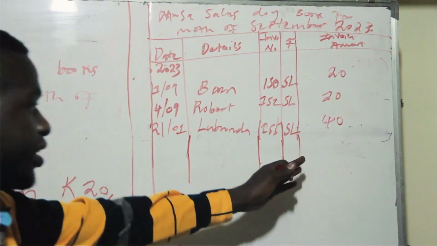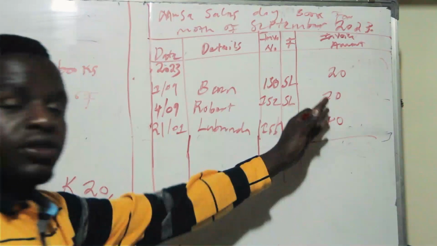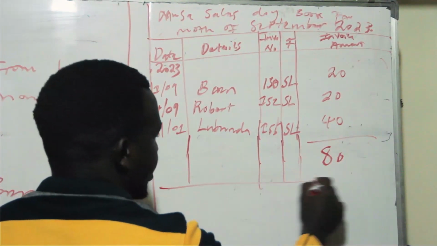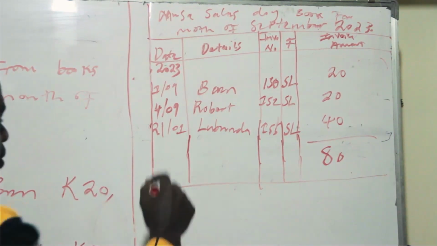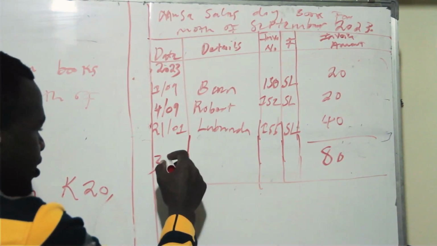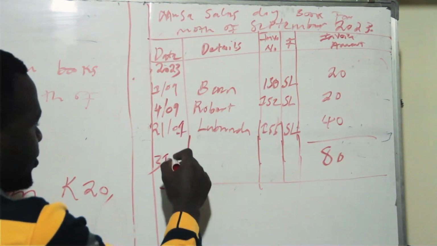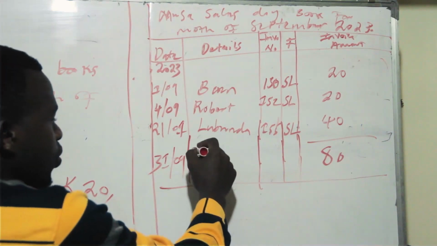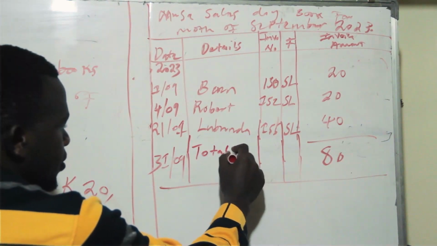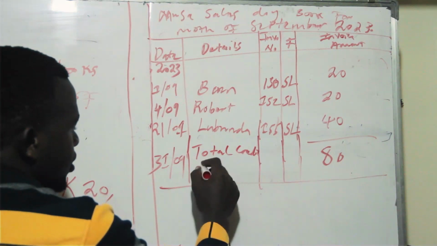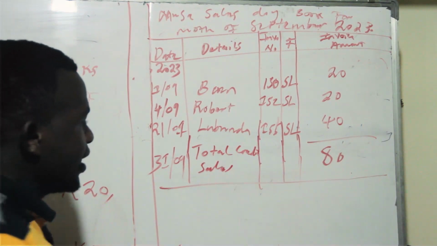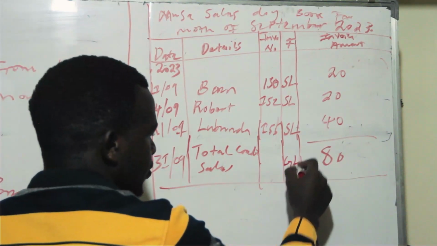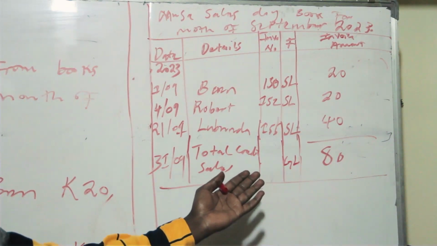There we are going to find the total. We'll say 20 plus 20 plus 40, that's 80. So our answer is going to be 80. The date there, we're going to show at the end of the month, which is the 30th of September. Then in the details we're going to say total credit sales, and this amount has to be shown in the general ledger, so we'll put GL to show general ledger.